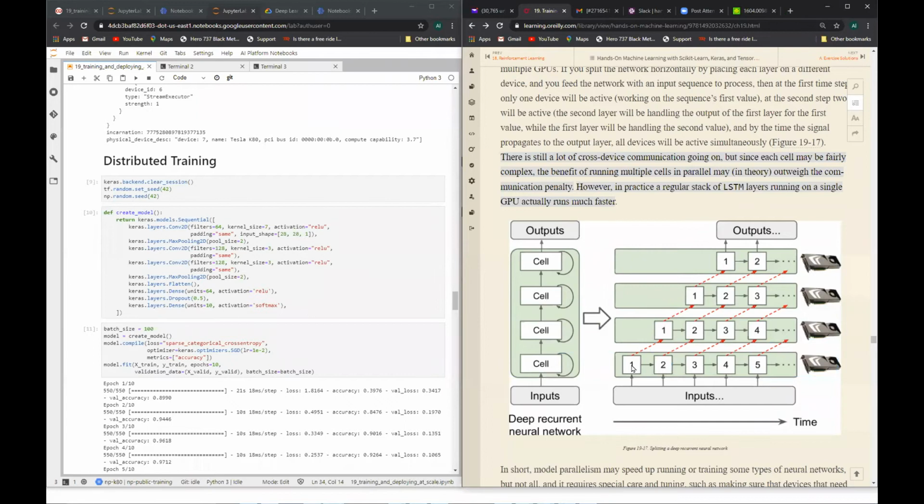Okay, so it means that for these cells, there are different steps, right? Yeah, this one is two, three, four, five, different time steps. Okay, and here you can see it as a deep recurrent neural network.